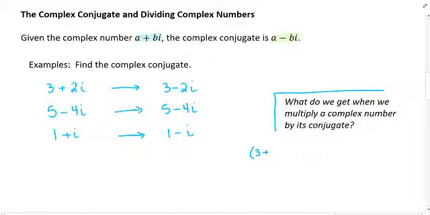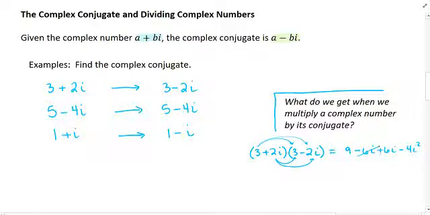If I take 3 plus 2i and I multiply it by 3 minus 2i, you may recognize that this is something you have to distribute or double distribute or FOIL. So let's do this. 3 times 3 gives me 9. 3 times negative 2i gives me negative 6i. 2i times 3 gives me plus 6i. And 2i times negative 2i gives me negative 4i squared.